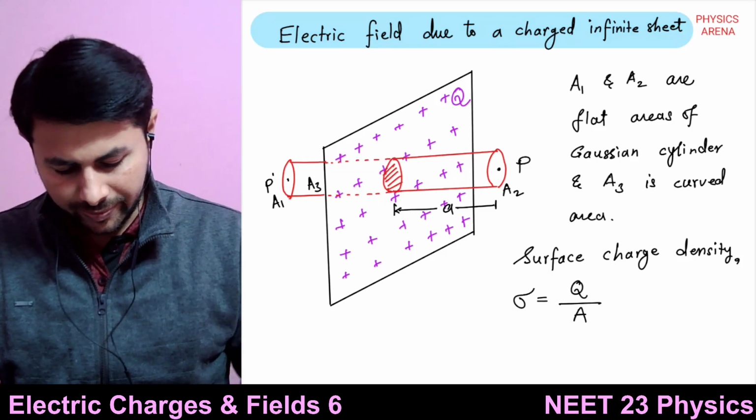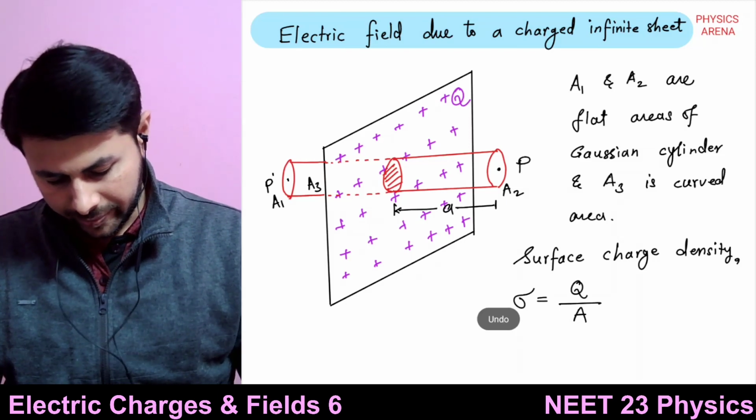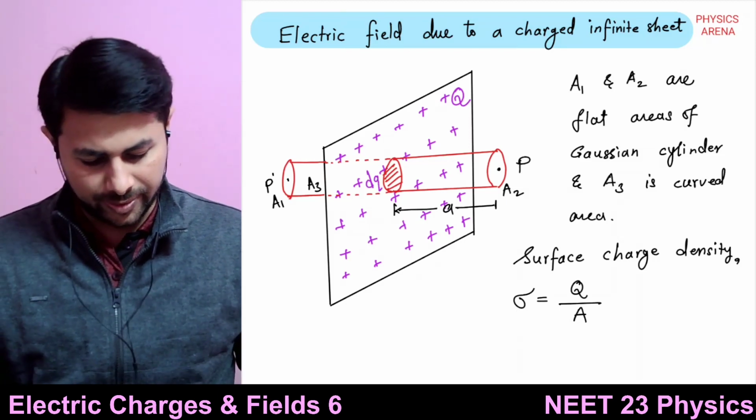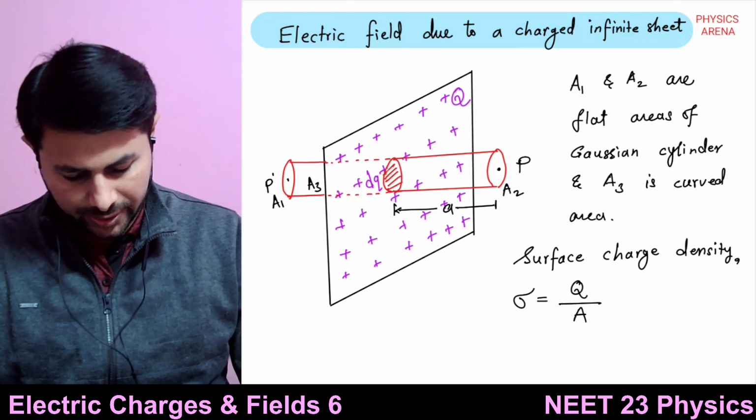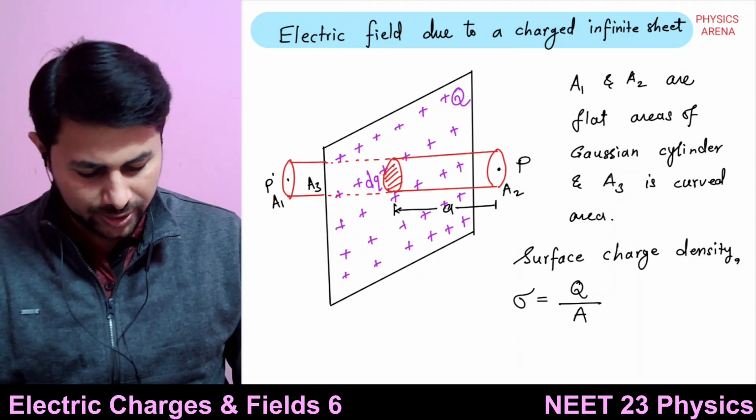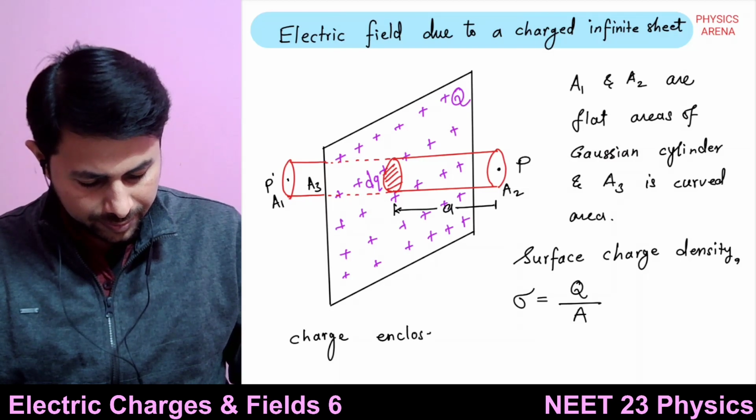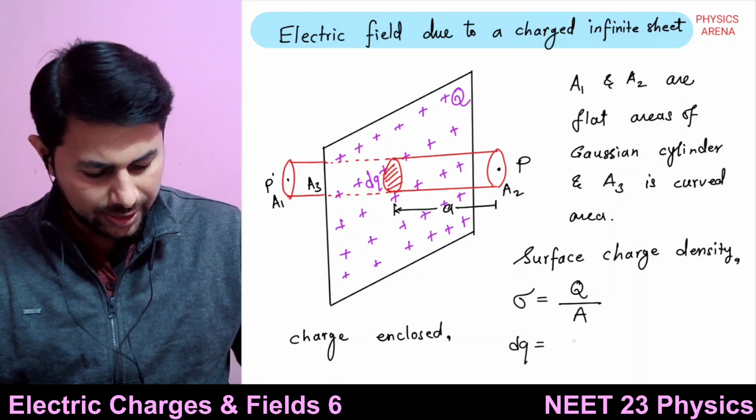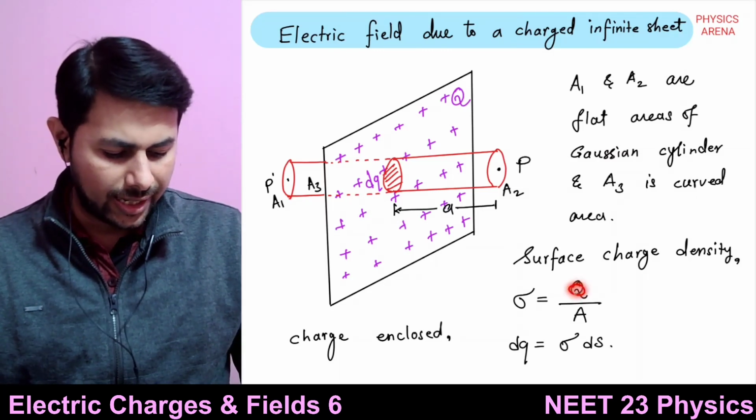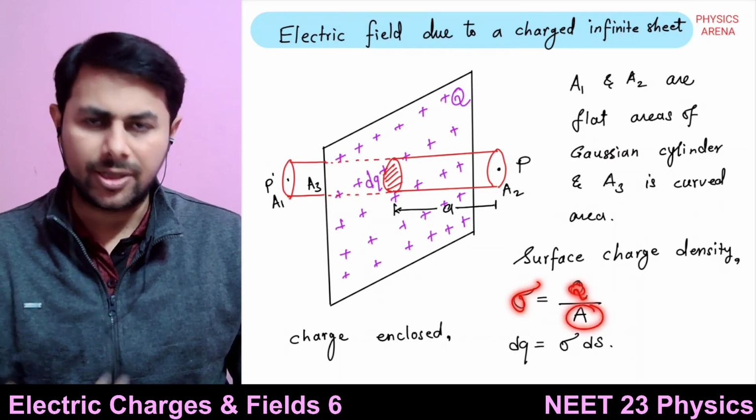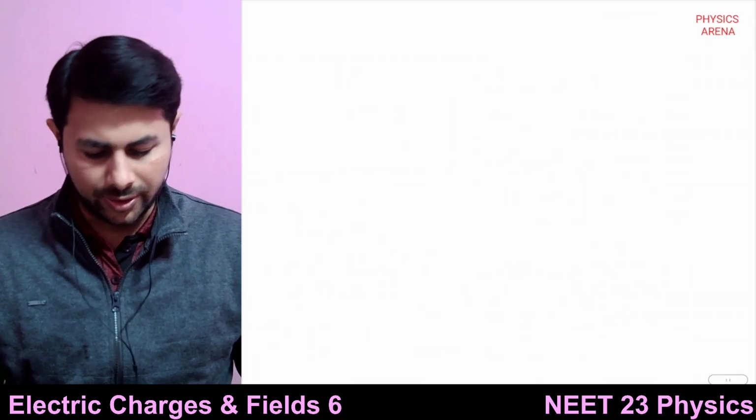Let's call that charge dq. dq is the charge on that surface. Suppose this area is ds. So the charge enclosed, dq, is equal to sigma multiplied by ds, because charge is equal to the surface charge density, sigma, multiplied by area. After that, we can use Gauss's law.